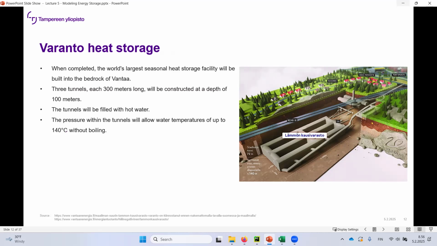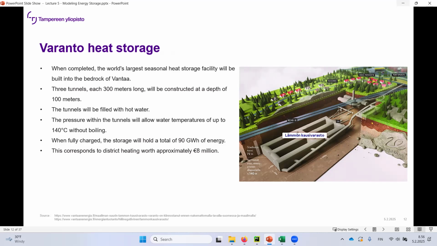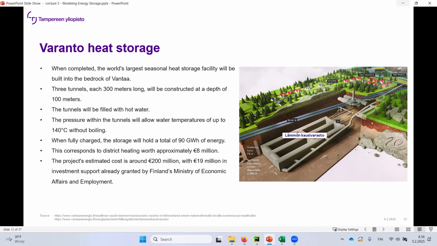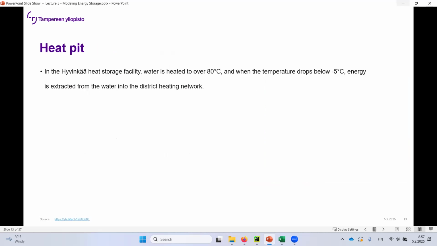So hot water in there, temperature goes up to 140 degrees without boiling because it's going to pressurize itself with the hydrostatic pressure, and 90 gigawatt hours. So one charge of that to its full capacity is going to cost 8 million euros. And the total cost of this system is going to be some 200 million. And there's some investment support given to it. That's Kehä Kolme, the highway in Helsinki. It's going to be built under it. Estimated to be finished in 2028.